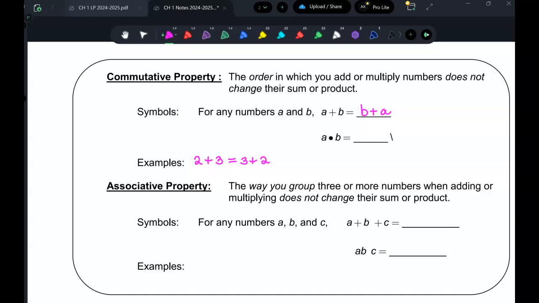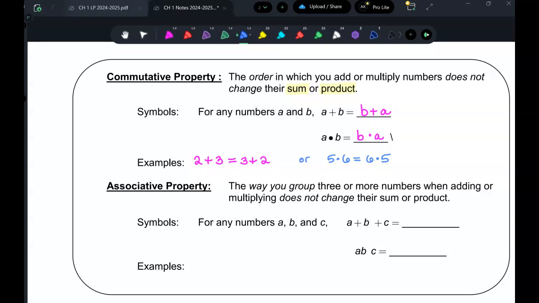Could I do the same thing with multiplication? Yes. With division? Division and subtraction, not the same. So we can only do this for addition and multiplication, because 5 times 6 is the same as 6 times 5. That's 30 and that's also 30. Division does not work the same and subtraction does not work the same. We're only doing addition and multiplication.